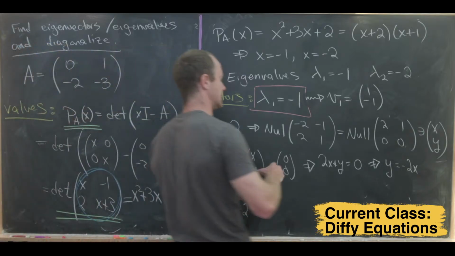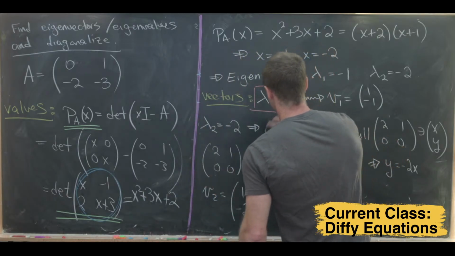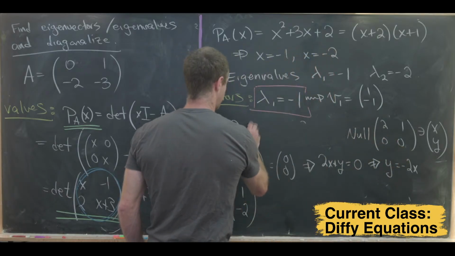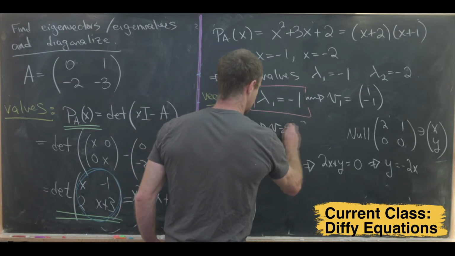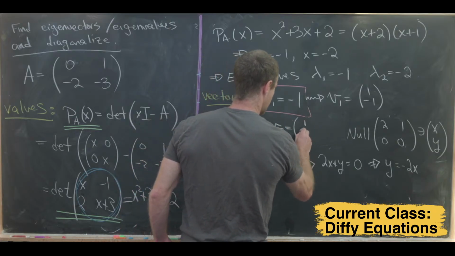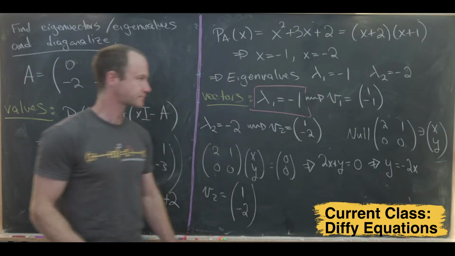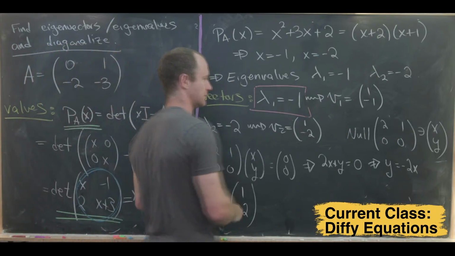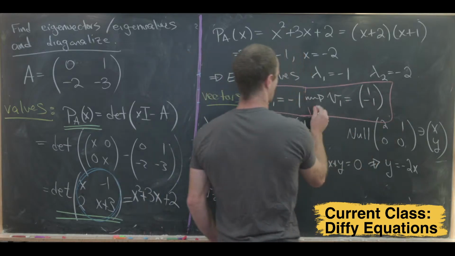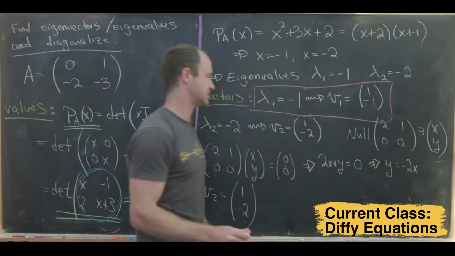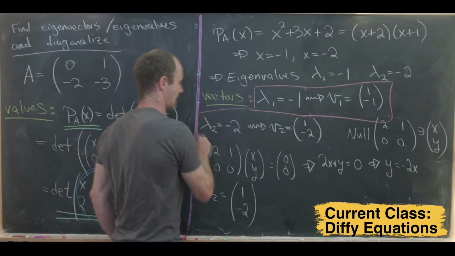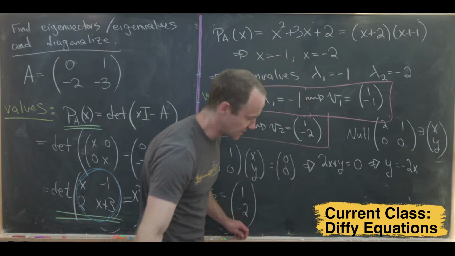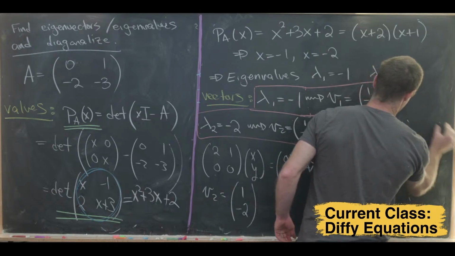Okay, so let's put that in here. v2 is equal to 1, negative 2. So there we've got our eigensystem. That's the Mathematica way to find it all at once: Eigensystem of a matrix. So we've got that, and then we have this. So now let's see what that does for diagonalization.